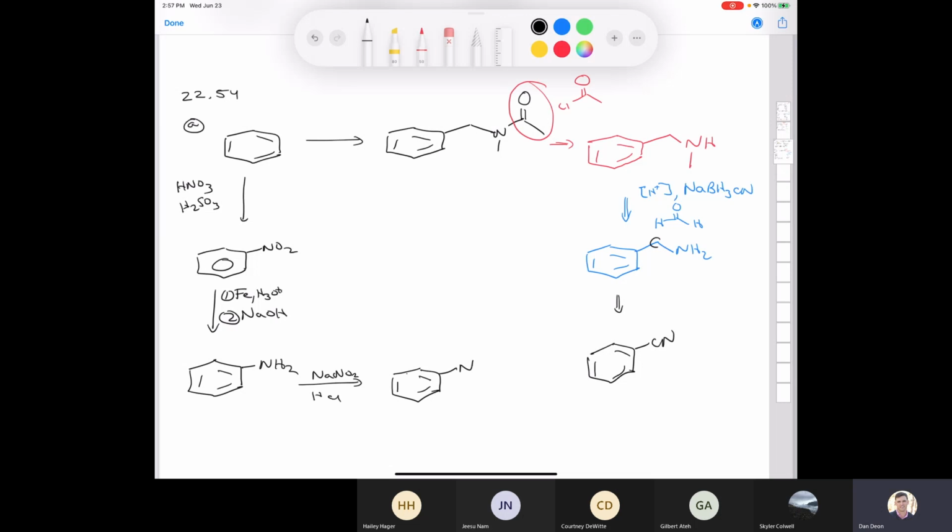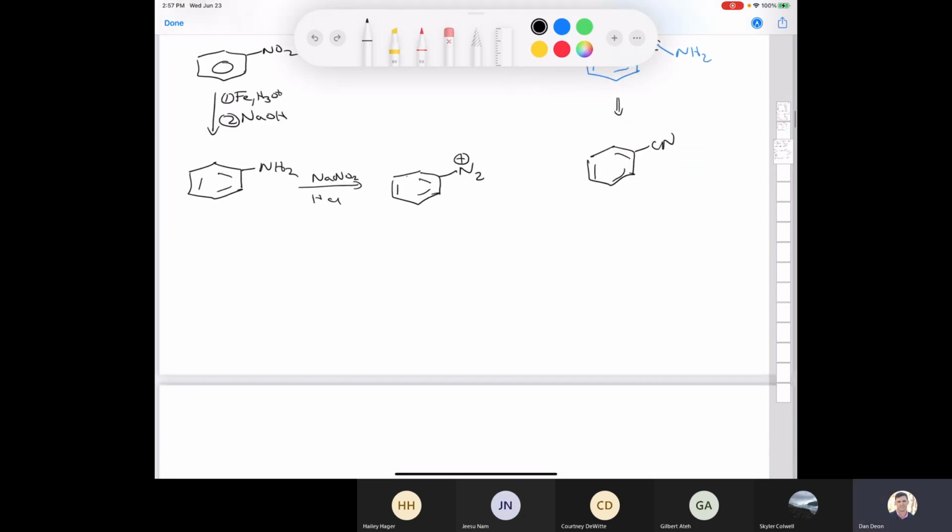Let's see, like this. There we go. Now I want to convert it to the nitrile. So I'm just going to treat it with copper cyanide. That gives me, oh, I'm going to run into space here, aren't I? So let me keep going this way. I'll keep going down here.